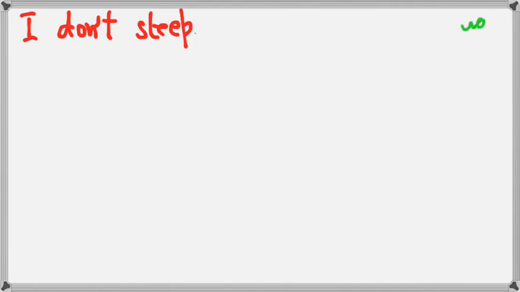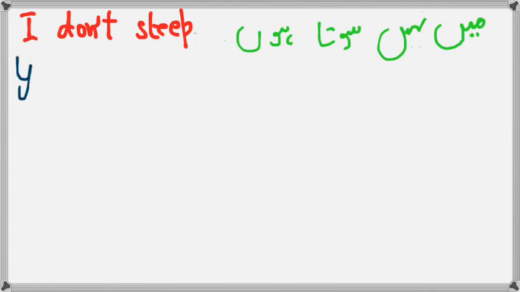For example, I don't sleep. In Urdu, we will write मैं नहीं सोता हूँ. So you can also say मैं सोता नहीं हूँ or मैं नहीं सोता हूँ. I don't sleep. You don't sleep.